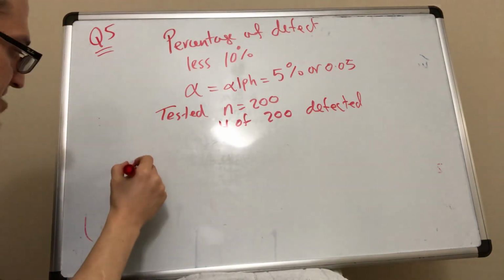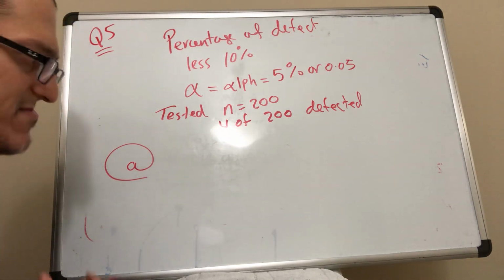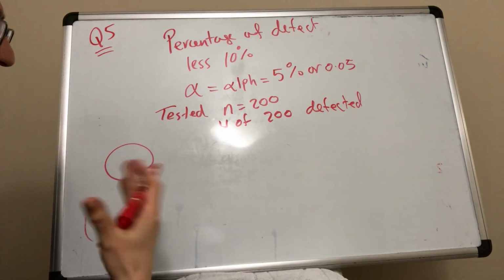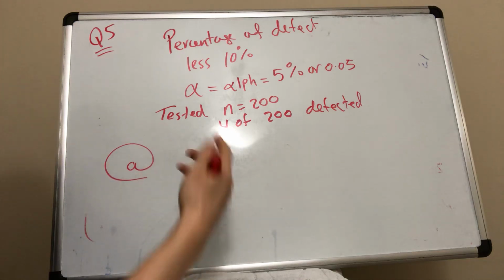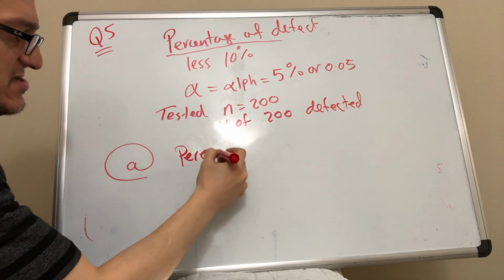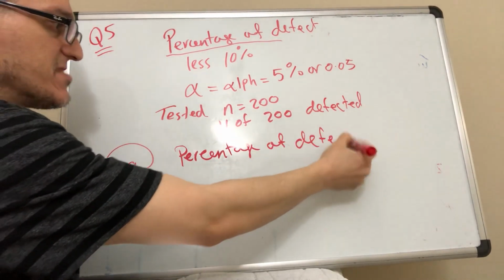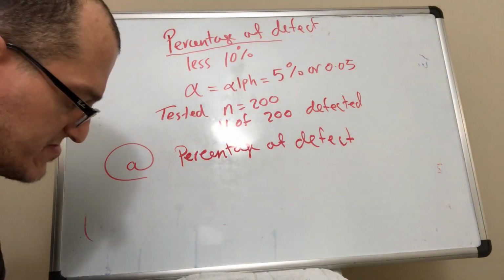So, question A. What's the parameter of interest? The parameter would be the only thing that's changing in this question, and that would be the percentage. So you just say the percentage of defect. That's your parameter in the question.